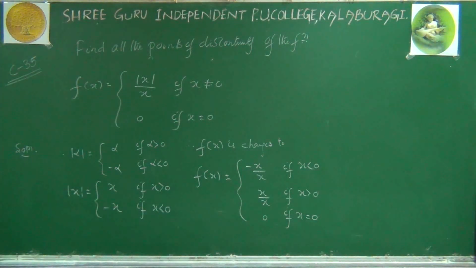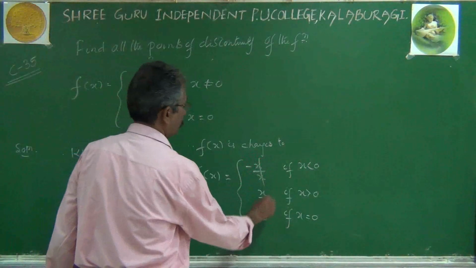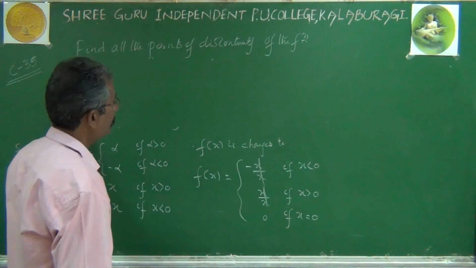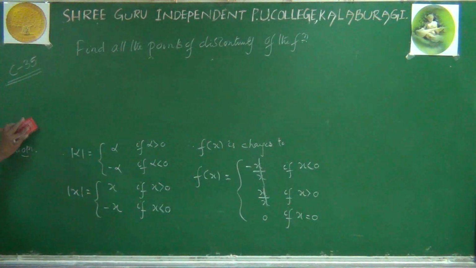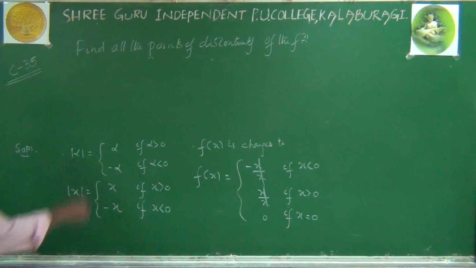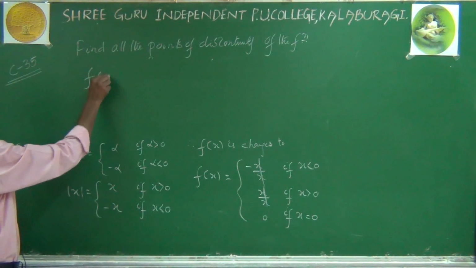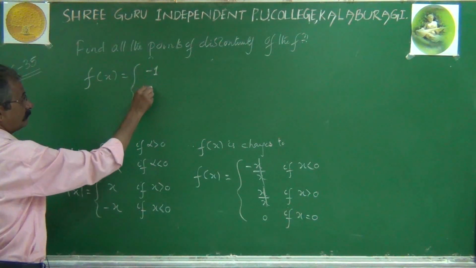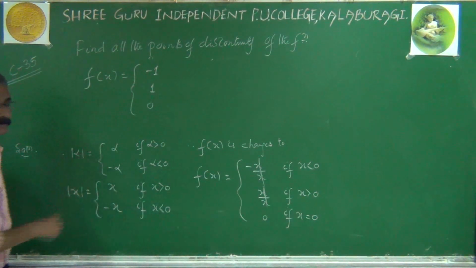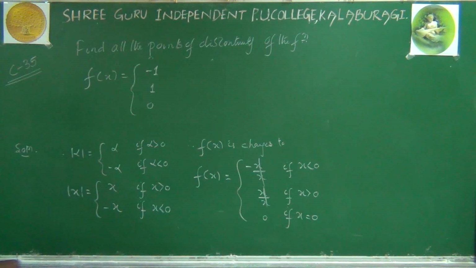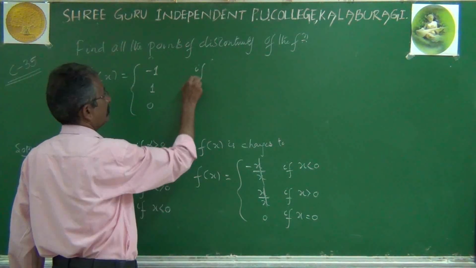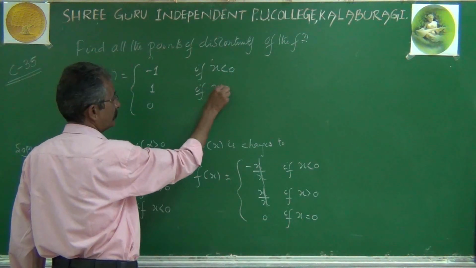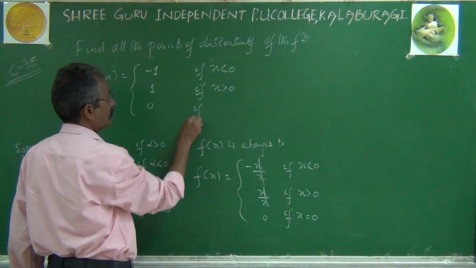That means here x will cancel out, and here also x will cancel out. Hence, the function can be redefined as f of x equals minus 1 if x is less than 0, plus 1 if x is more than 0, and 0 if x equals 0. It's as good as the signum function.